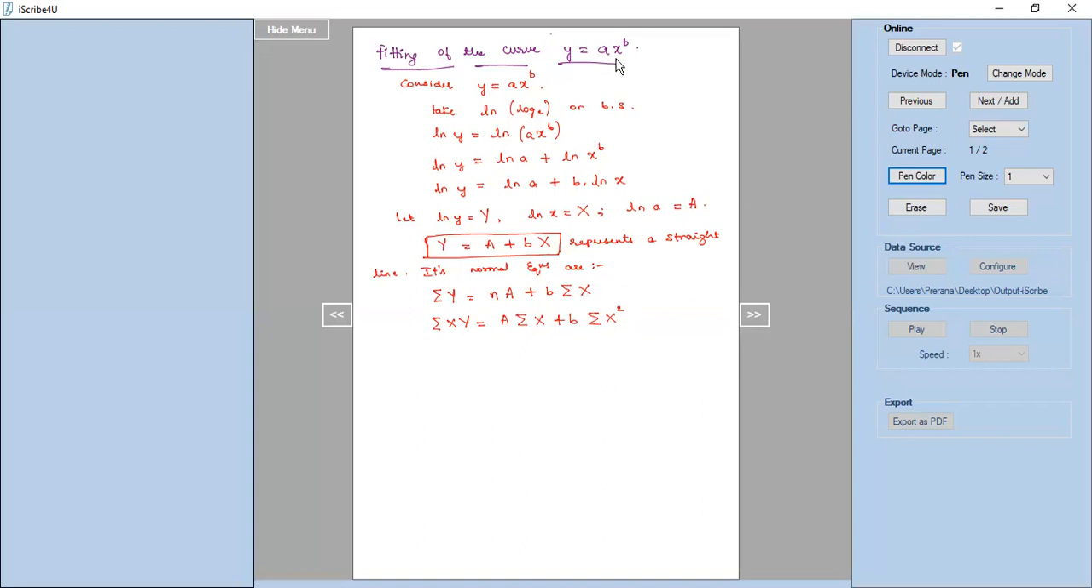So y is equal to a x power b is the given form of the curve. Our aim is to know the small a and small b values. That is why we find capital A first and then small a. Small a is the anti-log of capital A. So this is how we frame the normal equations for the given curves.